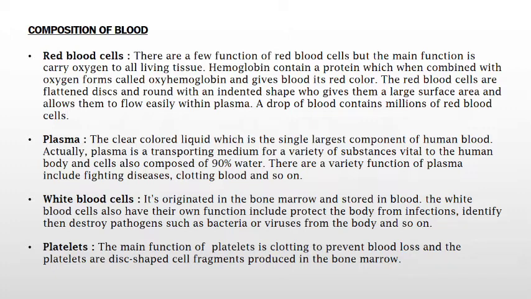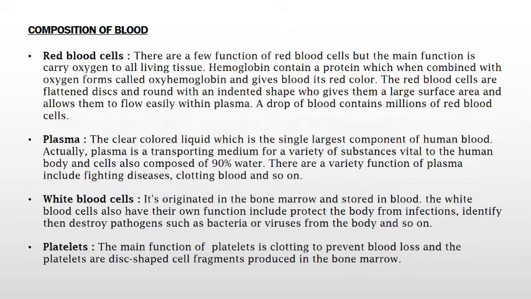easily within plasma. A drop of blood contains millions of red blood cells. The second one is plasma, the clear colored liquid which is the single largest component of human blood. Plasma is a transporting medium for a variety of substances vital to the human body and cells, and is composed of 90% water. Plasma has a variety of functions including fighting disease, clotting blood and so on.